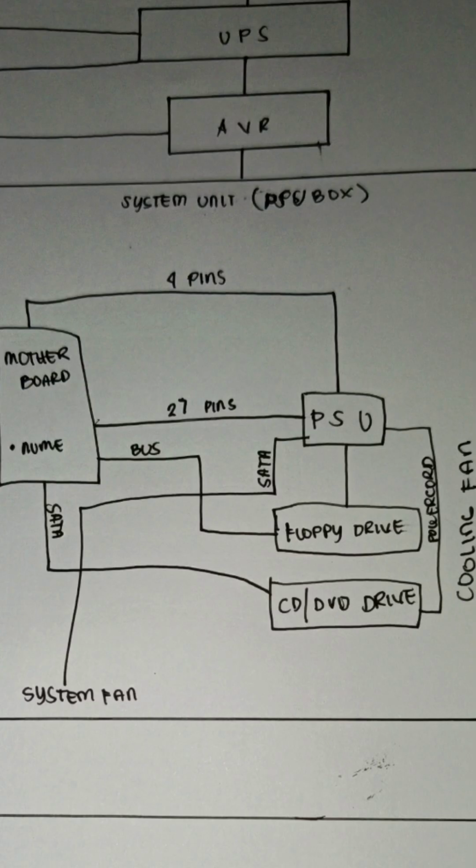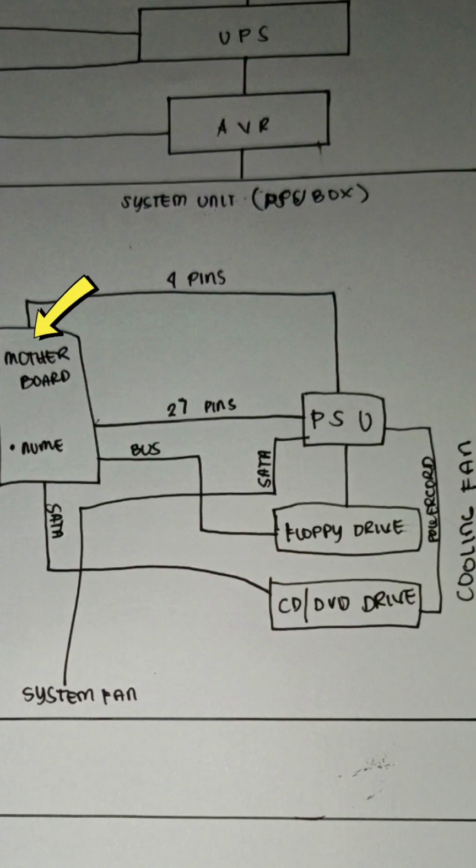Now, I will explain what is inside the system unit. Inside the system unit, I showed the important internal components. First, we have the power supply unit, PSU. The PSU is responsible for distributing power to all parts inside the computer. It converts electricity from the outlet into the correct voltage needed by each component.